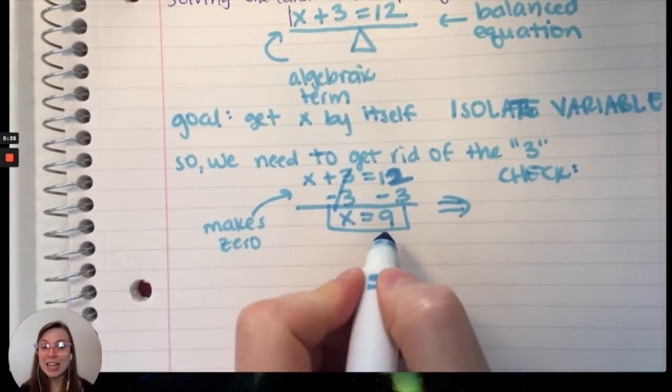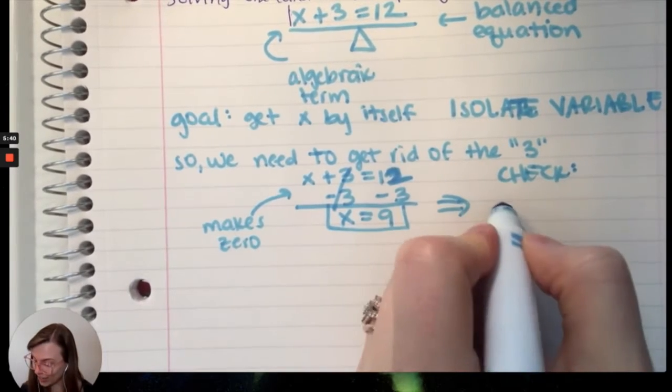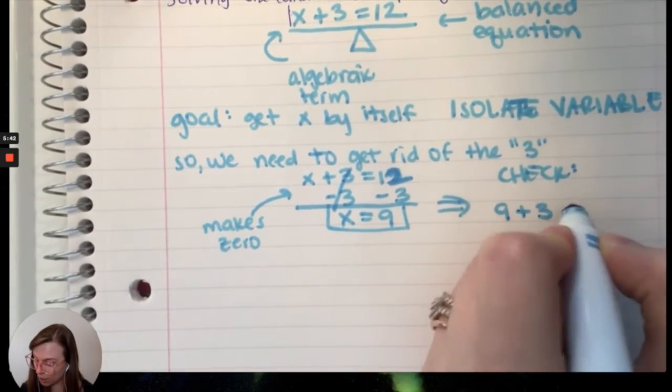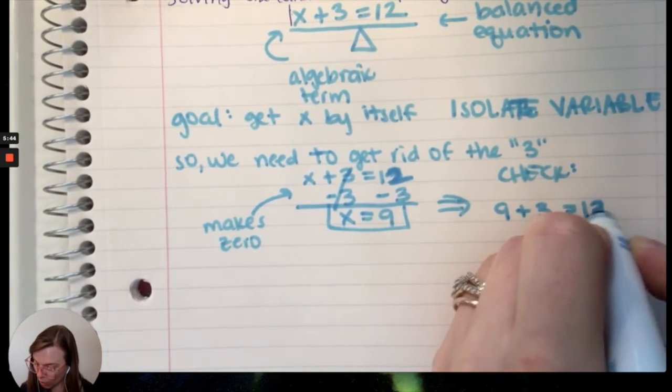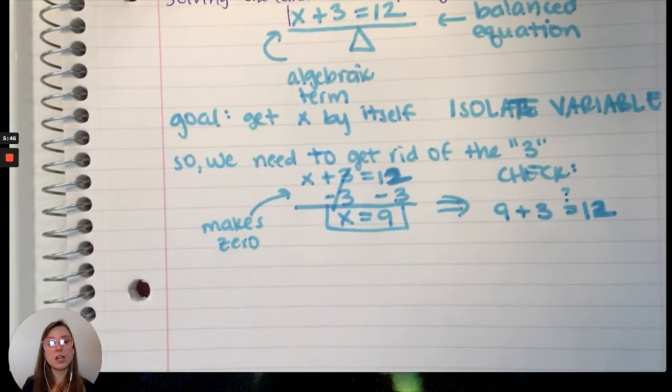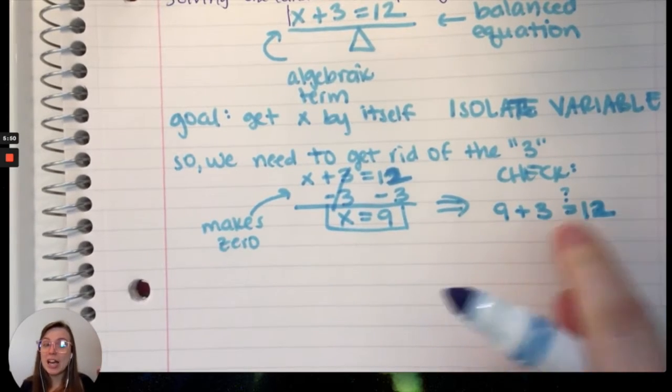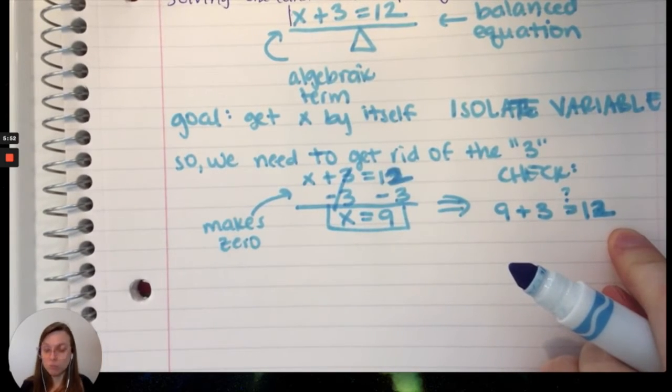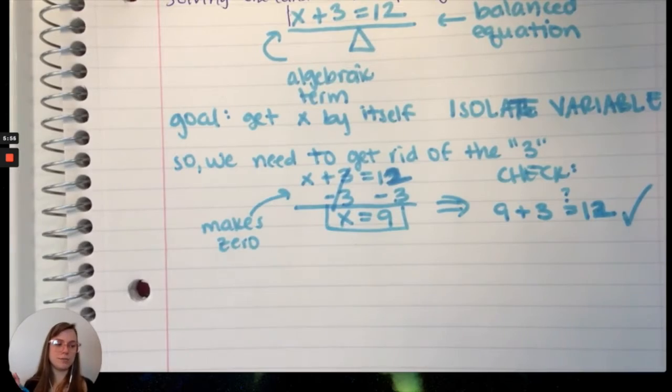So to check it, 9 has to be true. 9 has to make sense. So if I have 9 plus 3, 12, make that a 12, and put a question mark over the equal sign because I don't know they equal each other. Does 9 plus 3 equal the value of 12? Yes, okay. Check step done, all right?